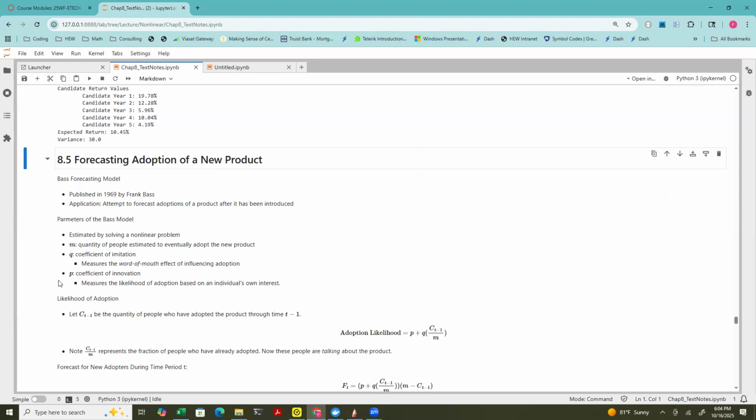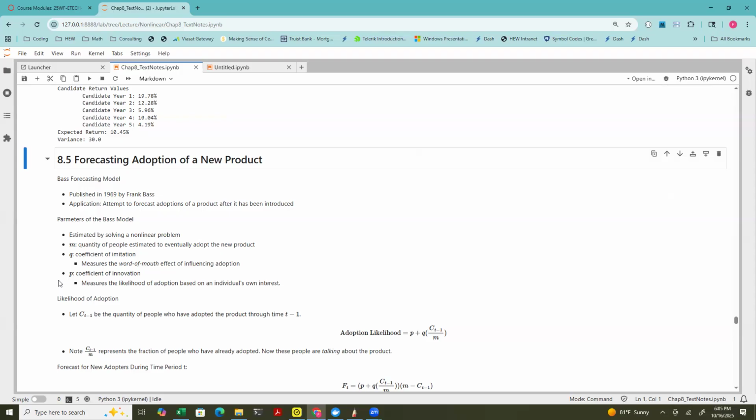And so M is the quantity of the people estimated to eventually adopt the new product. Again, that's something I'd probably want to know if I was in a sales manager's position: what is the total population of people that I think would ever purchase my product?